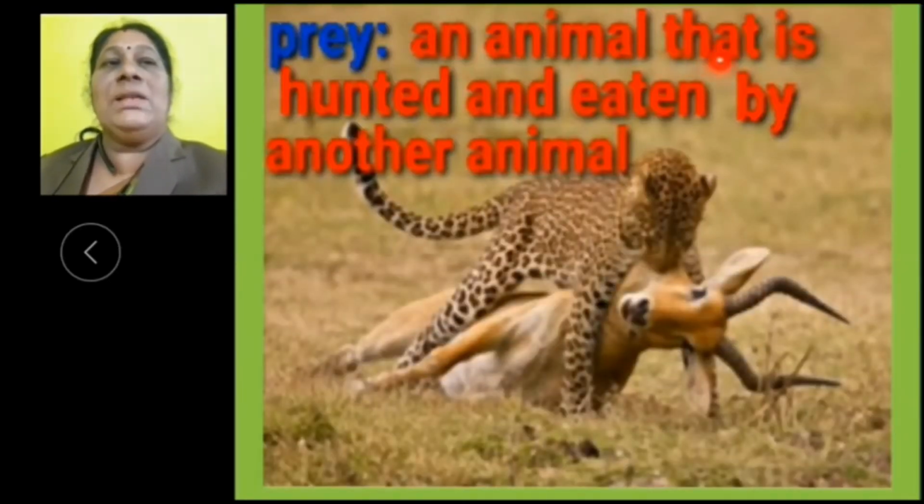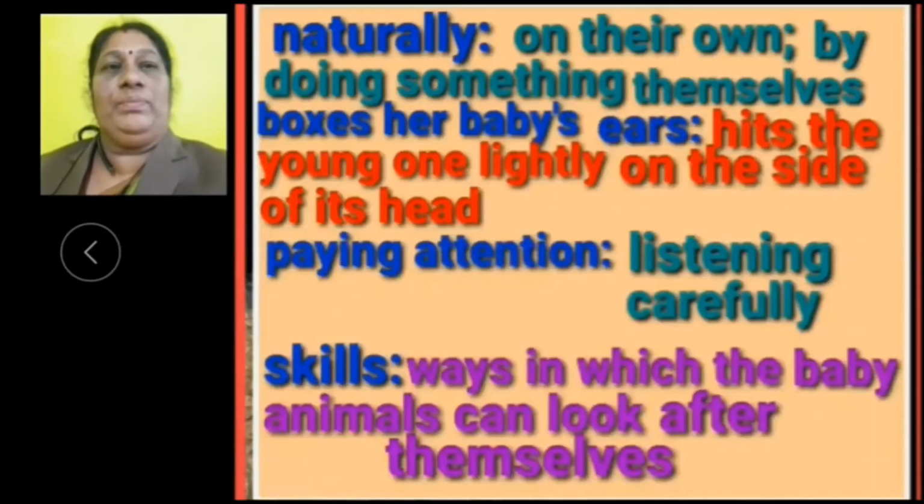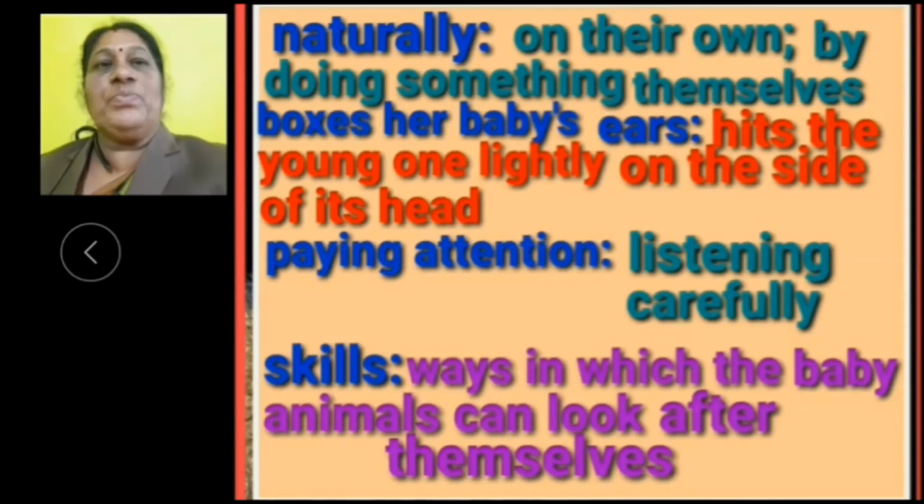Prey. An animal that is hunted and eaten by another animal. What is the meaning of prey? An animal that is hunted and eaten by another animal. Naturally, on their own, by doing something themselves.